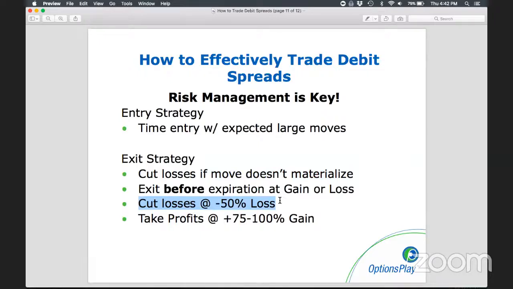Conversely, if it's going in your favor, you want to take profits when it's reached about 75 to 100% gain. So if you bought an option for $2 and it's now trading at $3.50 or $4, that's when you should consider taking some profits, at least partial profits. So if you're trading multiple contracts, you want to at least take maybe half that position off when it hits that 75 to 100% target. If you're only trading one or two contracts, you should probably take all your profits.